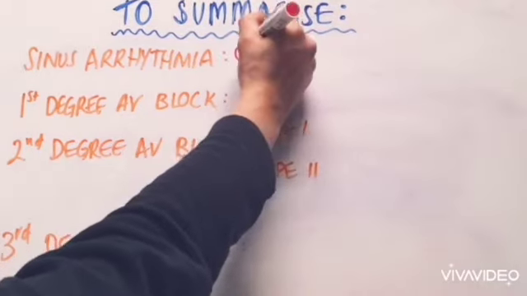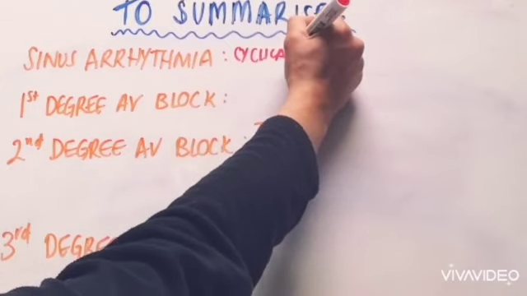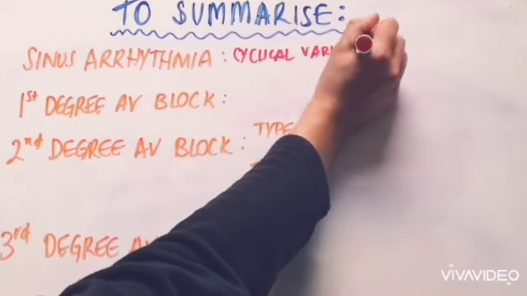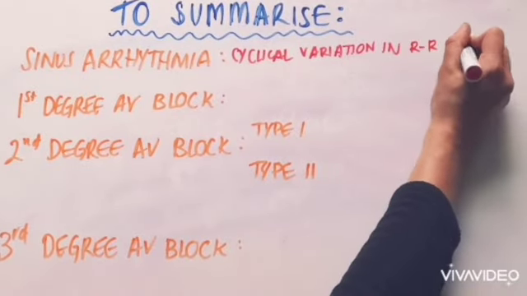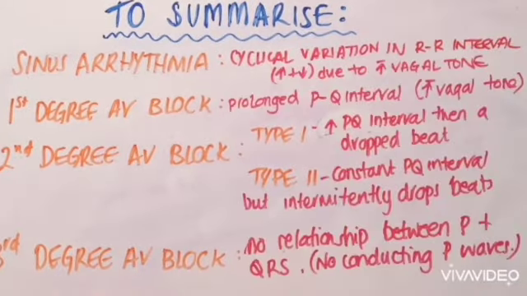Fortunately or unfortunately, my Wi-Fi wasn't strong enough to upload the ventricular arrhythmias, but here's a little summary of the conduction blocks and sinus arrhythmia. So with sinus arrhythmia, there's a cyclical variation in the RR interval. First degree AV block, there's a prolonged PQ interval due to increased vagal tone.